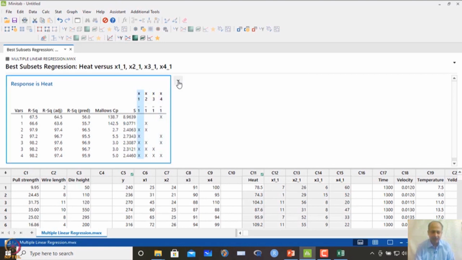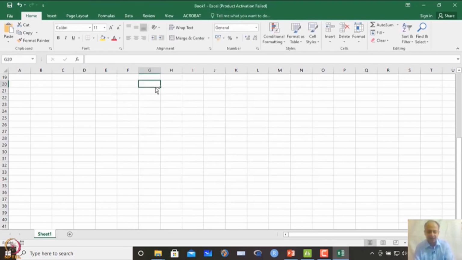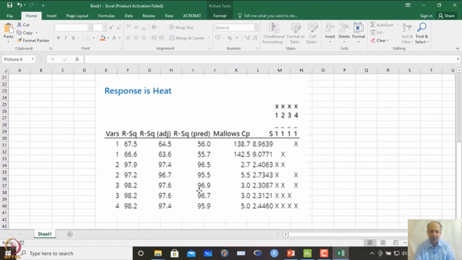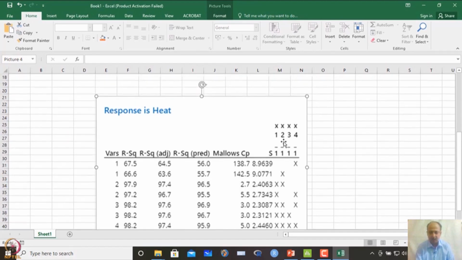Then you will get information over here, which I am copying and pasting here so that it is easier to see. In this case, what you observe is an indicator known as Mallows' Cp. This Mallows' Cp is generally used to select the best model and combination. With one variable, there are x1, x2, x3, x4 over here, and the best model with one variable is given over here.